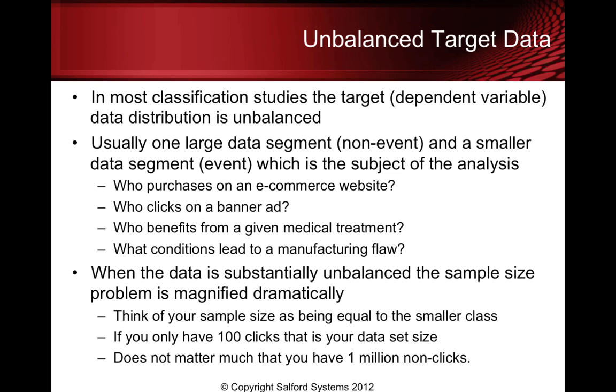For example, who purchases on an e-commerce website? Who clicks on a banner ad? Who benefits from a given medical treatment? What conditions lead to a manufacturing flaw? When the data is substantially unbalanced, the sample size problem is magnified dramatically. So you have to think of your sample size as being equal to the size of the smaller class. If you only have 100 clicks, it is useful to think of your problem as being limited to a data set of that size. It does not matter much that you also have 1 million non-clicks.